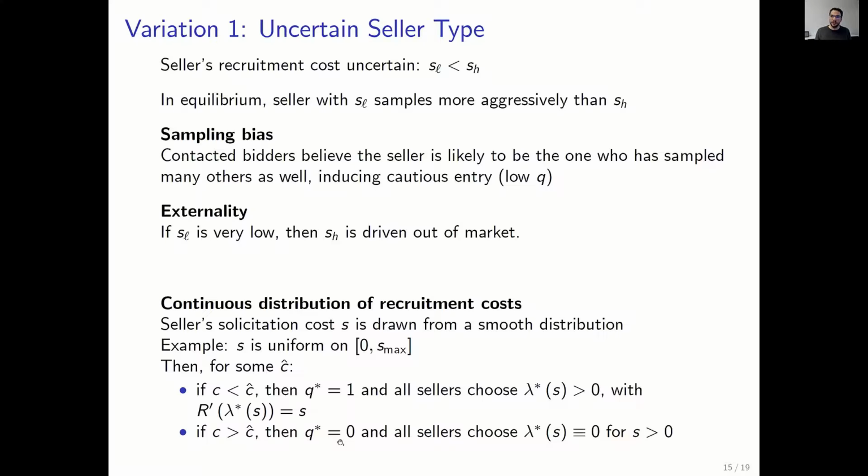So no bidder would participate. Bidders participate with probability 0, and all sellers will choose a participation level of 0. So no bidder recruits anyone except possibly the 0 type.